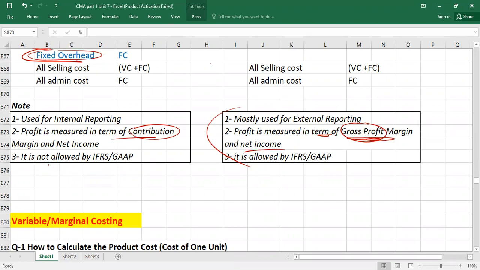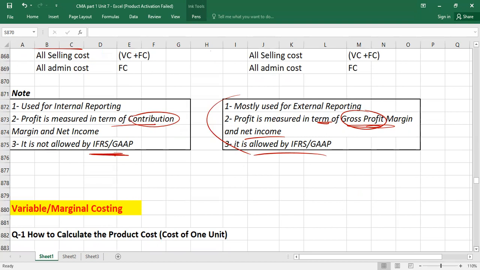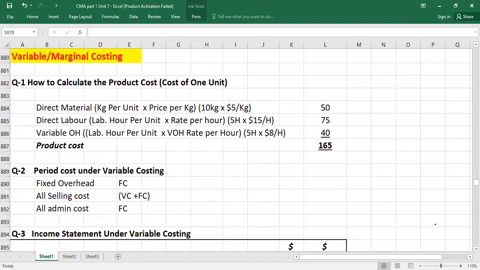Clear? And then what? This was not allowed by GAAP or IFRS, but this is allowed by GAAP or IFRS when you produce financial statements, especially the income statement. So we follow what? The absorption cost. Clear? So now after this overview, let me just tell you quickly the things which will be tested from variable costing along with theoretical aspects.